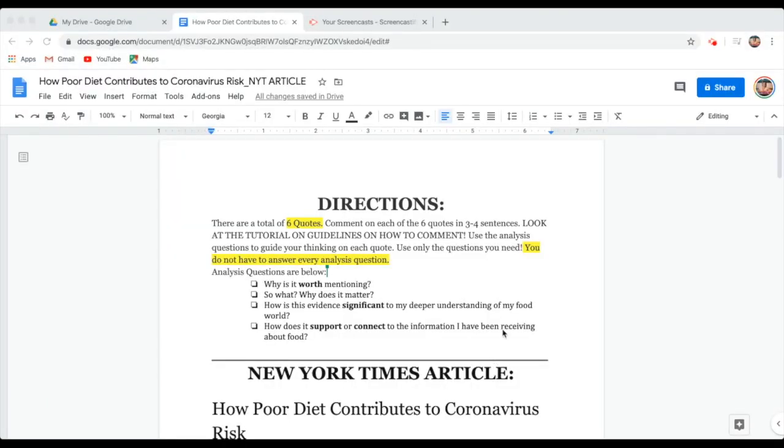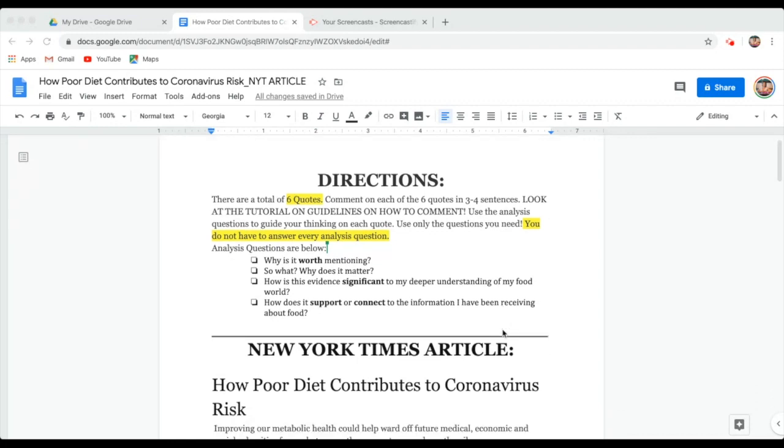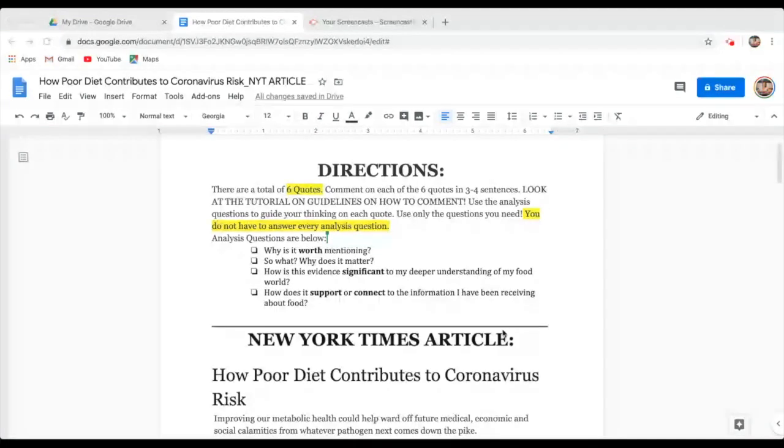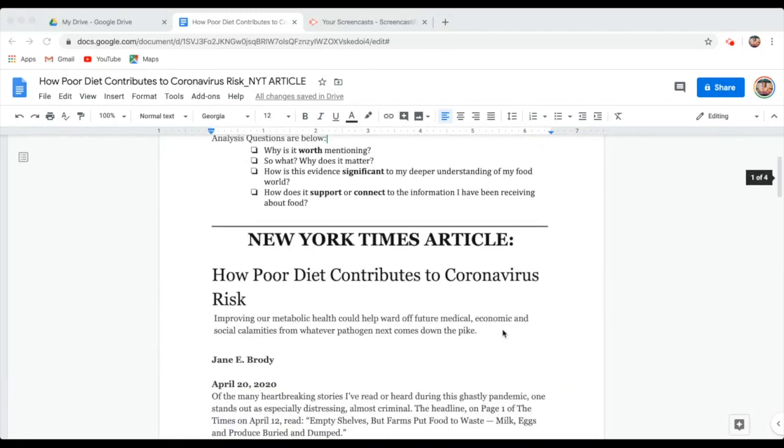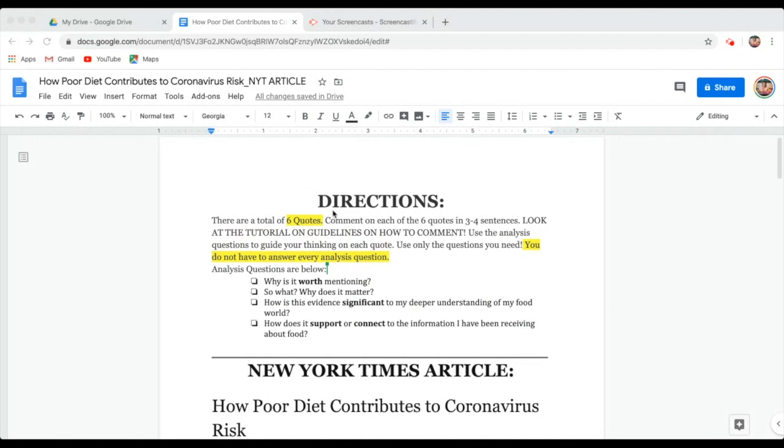Hey guys, I'm going to show you today how to comment on this article. You should have received this article that I'm scrolling through right now, and I'm going to show you how to make a comment on each of these quotes. So let's start at the top. Okay, so the directions. It says there's a total of 6 quotes.